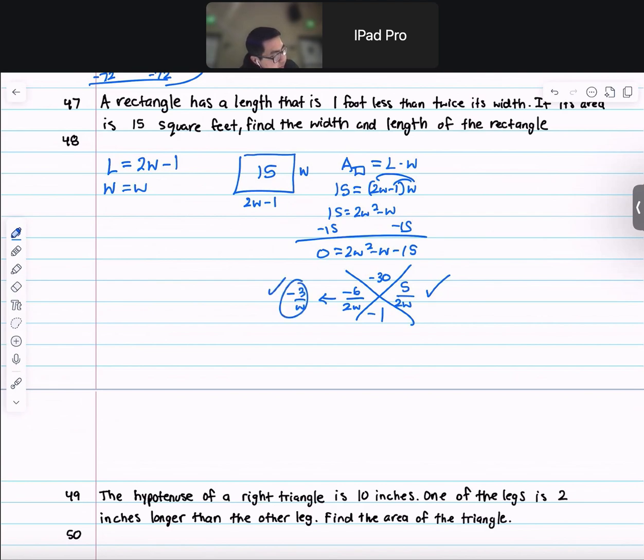So we got factors of, I'm going to write it over here. w minus 3 times 2w plus 5, you guys, equals 0, right? We still need to solve. Set both of the factors equal to 0, right? w equals 3.